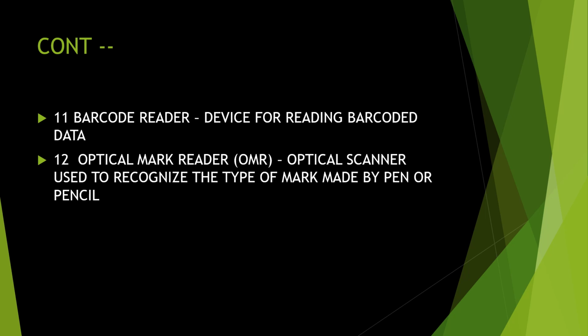Next is the optical mark reader, OMR. You might have heard of this because for writing exams, you might get OMR sheets. It is an optical scanner used to recognize the type of mark made by a pen or pencil. You make a mark there using the pen or pencil and it reads it. That is called the optical mark reader and it is also part of the input devices.